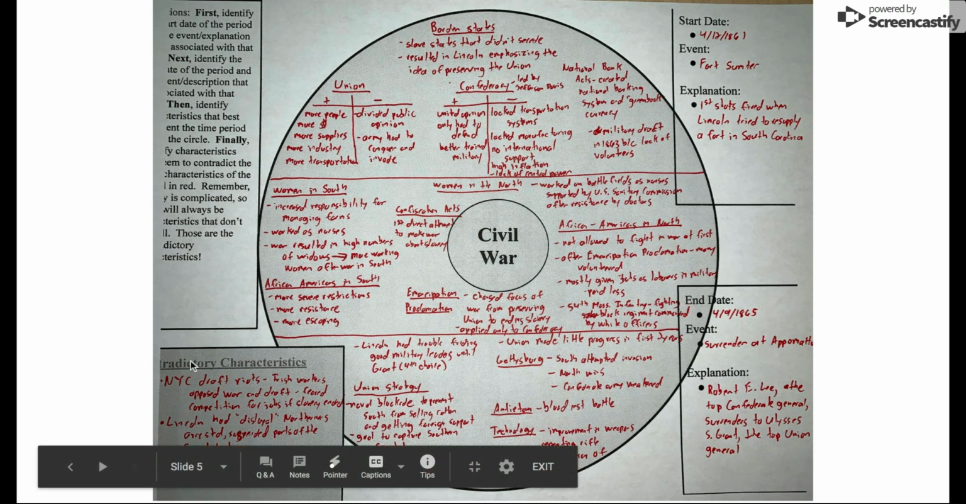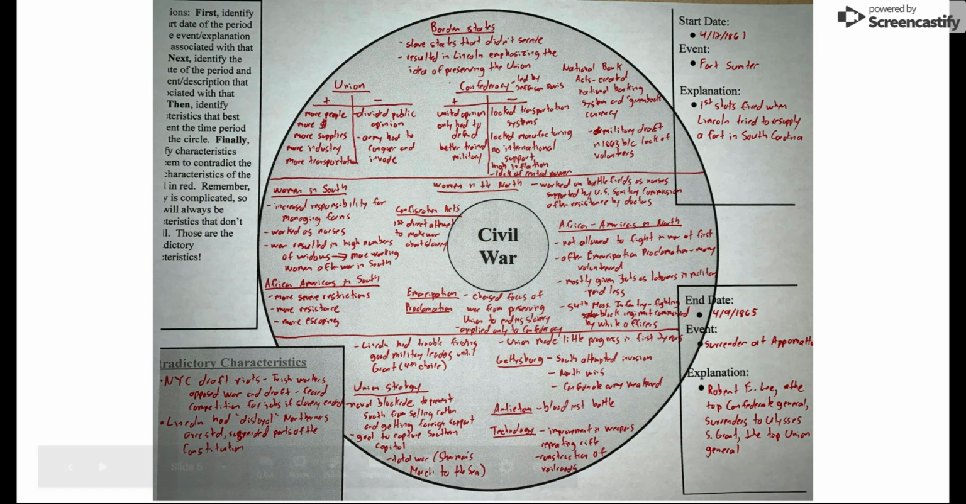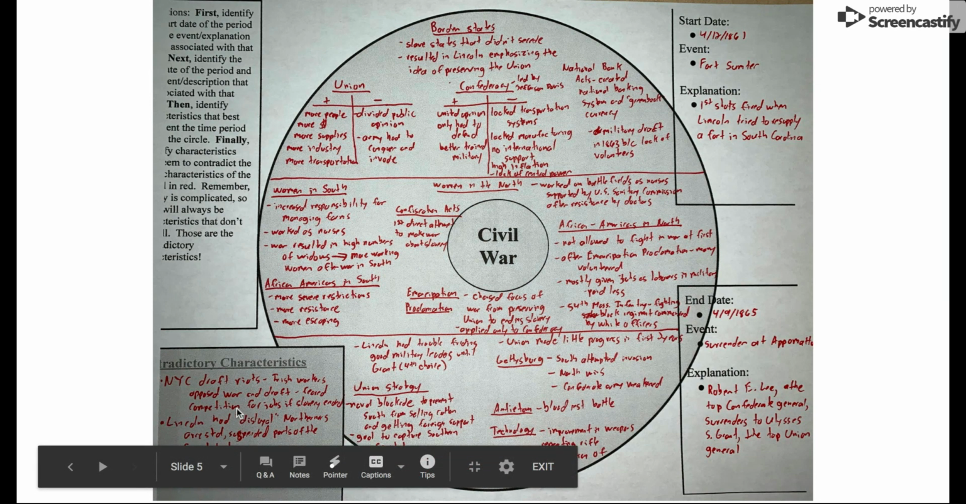Which brings us to our first contradictory characteristic here, the New York City draft riots. These were Irish workers that led these draft riots. They opposed the war and the draft. They opposed the war because they feared that if slavery ended, then African Americans would be competition for their jobs. So they blamed African Americans for the war.